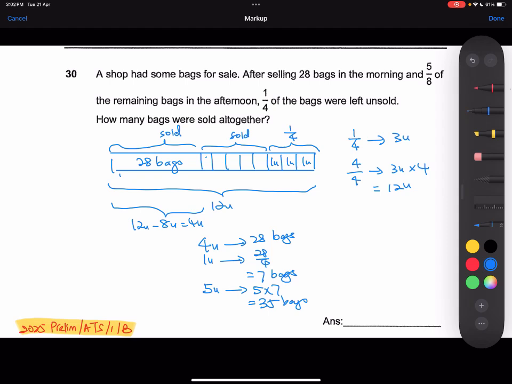Now total sold. Let's take in the morning 28 bags plus in the afternoon 35 bags. That gives us 63 bags altogether. Alright, our answer: 63 bags.